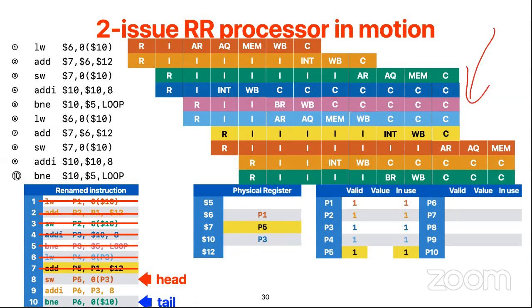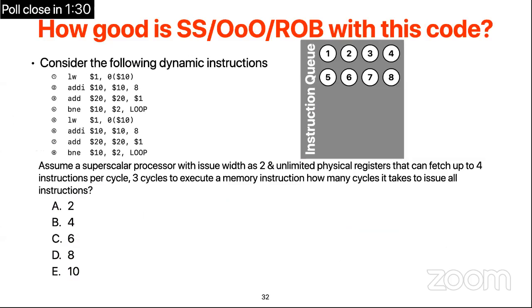And at this point, you can see that since the commit is in order, presented to the outside world you still have the illusion that all my instructions are completed in order. So that's the whole idea of the register renaming pipeline. So right now, I want to ask you this. For this piece of code, on average how many cycles does it take to issue all instructions?